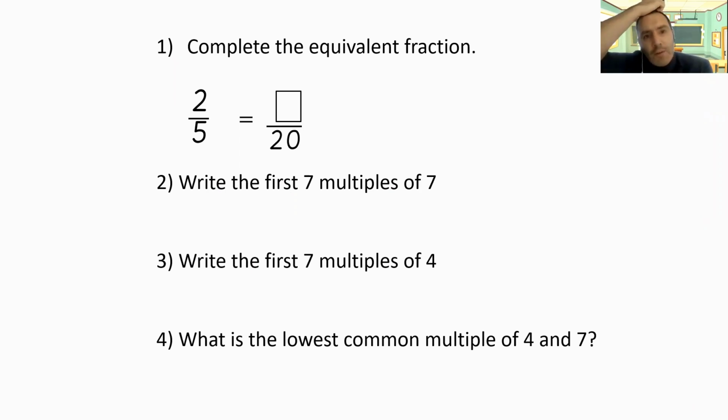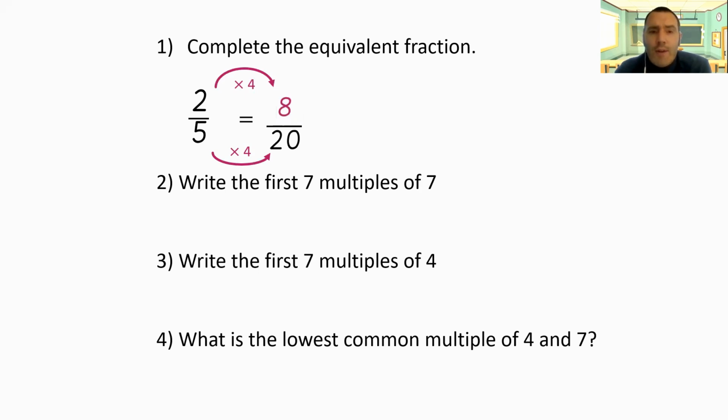Okay, so equivalent fractions, we need to look at the denominators that we've got. And we know that 20 is 4 times larger than 5. So the rule here is we've multiplied by 4. So what we've done to the denominator, we now need to do the same to the numerator. So 2 times 4 will give us 8.